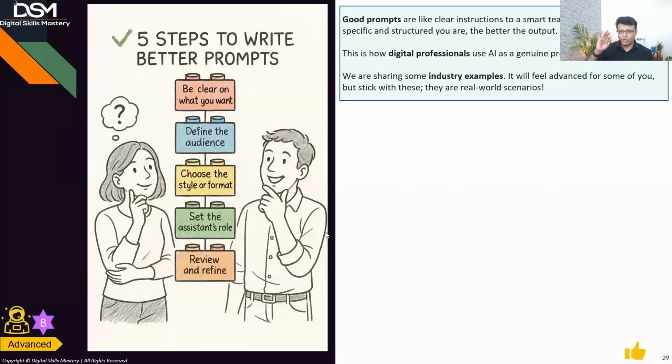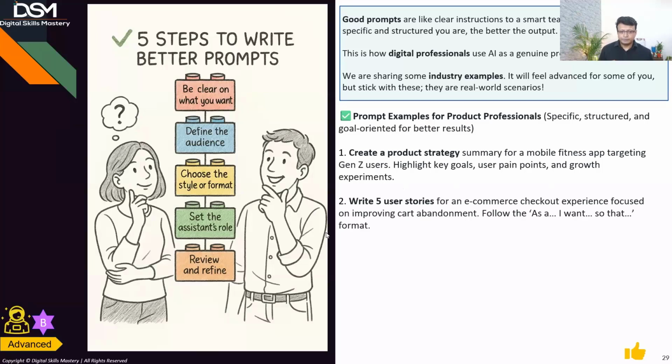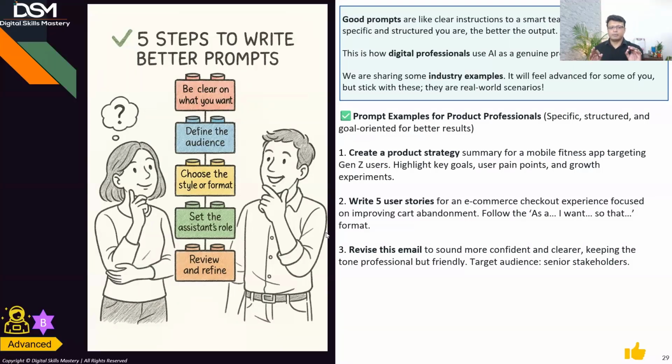Now, 5 steps to write good prompts. And this is how digital professionals using AI should be writing the prompts. For example, "create a product strategy summary for a mobile fitness app targeting Gen Z users, highlight the key goals, user pain points, and growth experiments." Now, this is a very good prompt to start with. You are asking what you want, which is product strategy. You are asking for a summary. You are giving a context of a mobile fitness app. You are giving the audience, which is Gen Z users, and you are giving the expected output: key goals, pain points, and growth experiments.